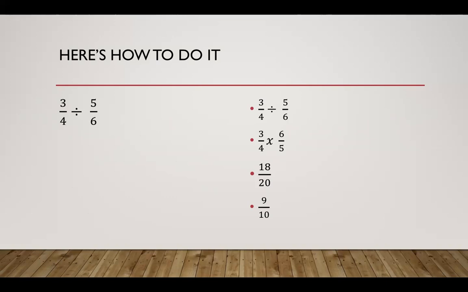So we have 3 times 6, which we know is 18, and 4 times 5, which is 20. So this answer is technically right, but we also know that we have to simplify it. 18 and 20 can both be divided by 2. So the final answer is 9/10. You can see that we started with two fractions, and we changed the symbol in the middle and then flipped the final fraction to end up with one fraction at the end.